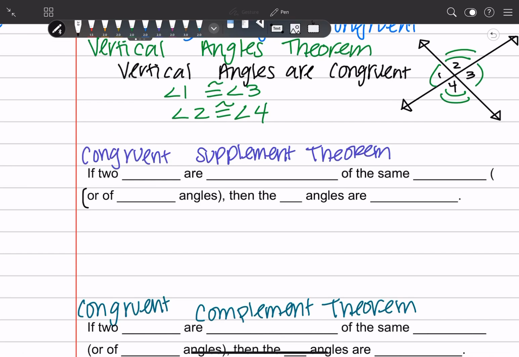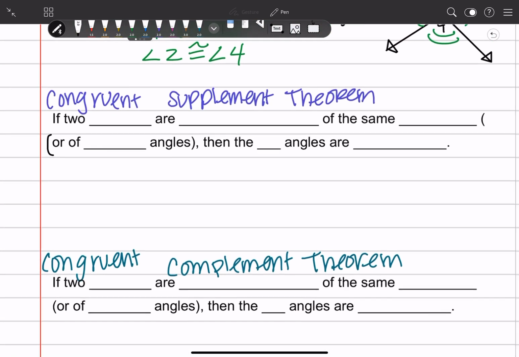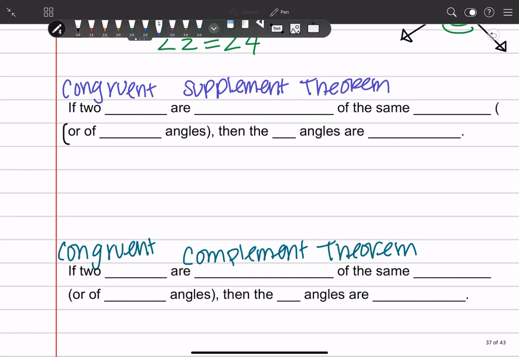All right, next we've got the congruent supplement theorem. Now the congruent supplement theorem says that if two angles are supplements, meaning that they add up to be 180 degrees of the same angle, or of congruent angles, they don't have to be right next to each other, then the two angles are congruent.